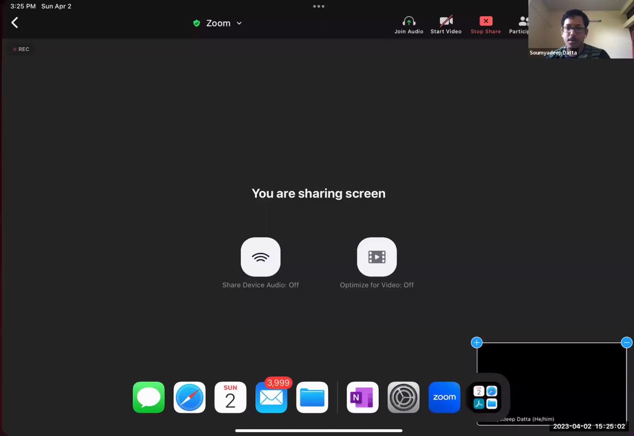Some problem happened. Give me a second. My iPad disconnected from the Wi-Fi, so I need to reconnect it back. Right. It seems to be back, and zoom and share screen. Okay.